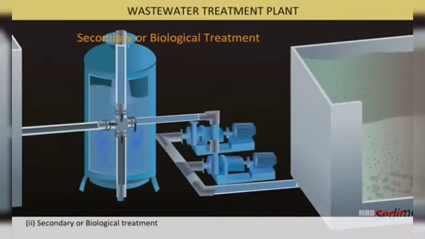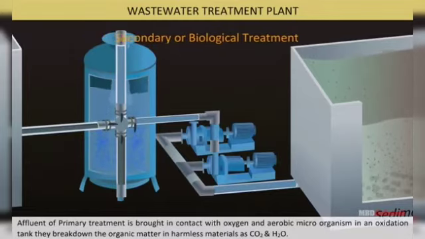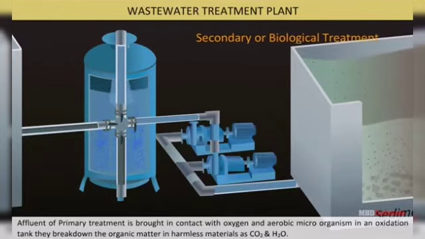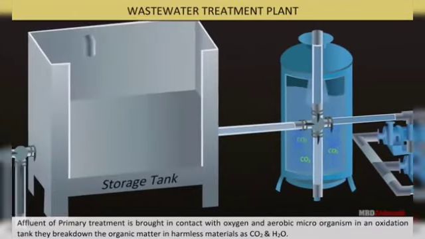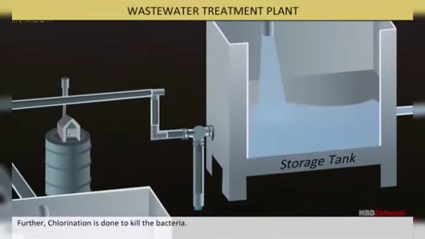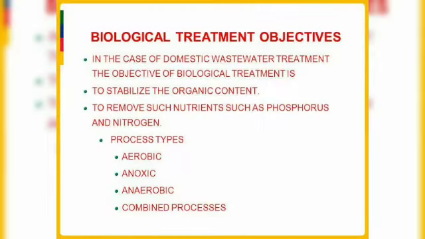This we call the biological stage, or the secondary stage, or second stage, whatever you call it. Here the clarified water is filled in a tank. Here biological or organic waste is removed. Biological means naturally it comes with some living organisms which cause some disease to people or to other organisms. Here in this tank, the biological process takes place. The biological waste is removed.